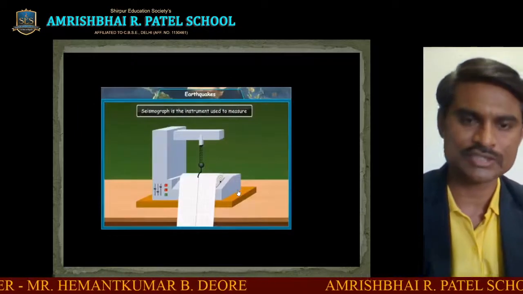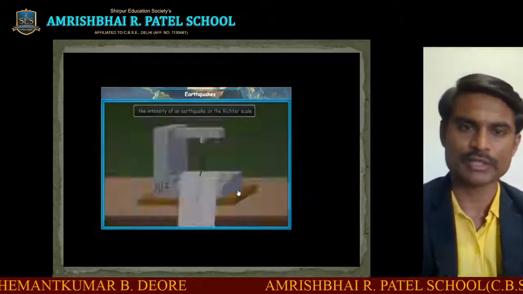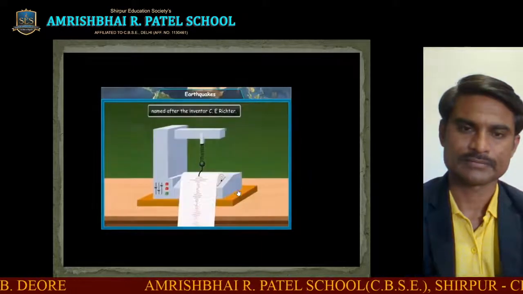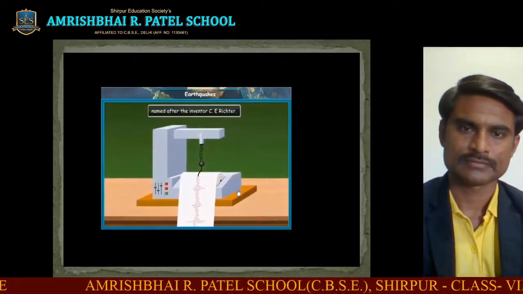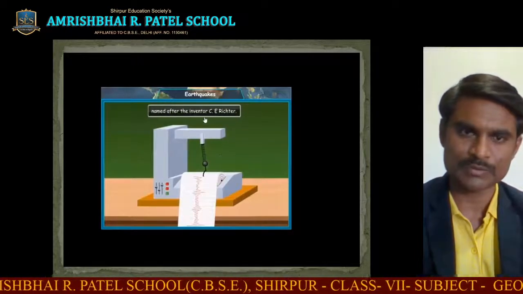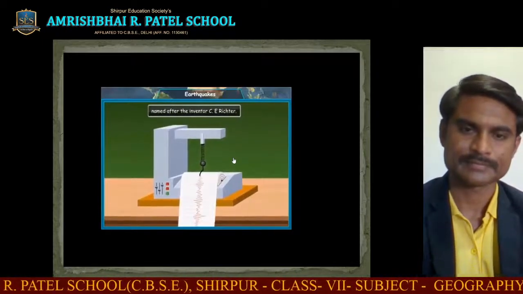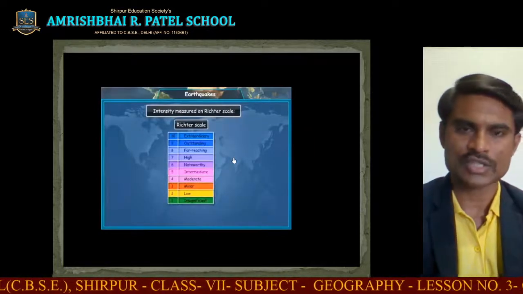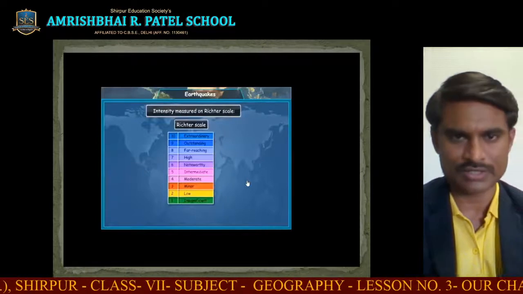The seismograph is the instrument used to measure the intensity of an earthquake on the Richter scale, named after the inventor C.E. Richter. Yes, on the Richter scale, he was the founder of this seismograph, C.E. Richter. This chart shows the intensity measured on the Richter scale.